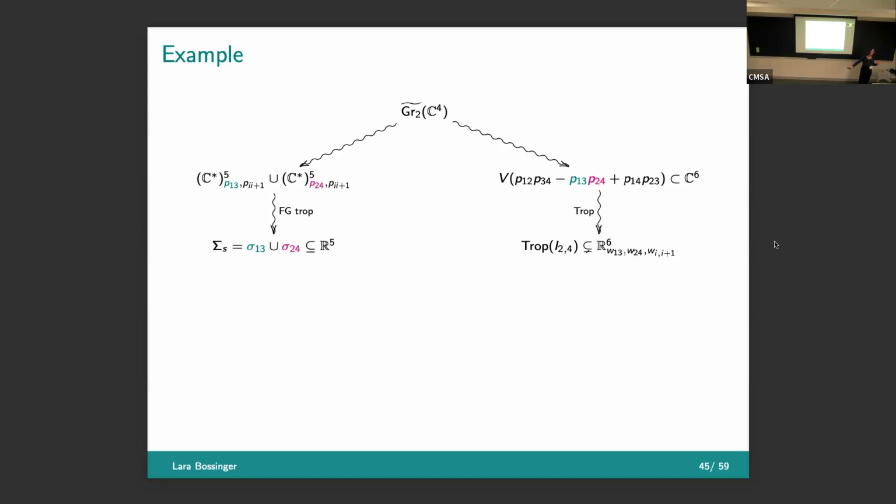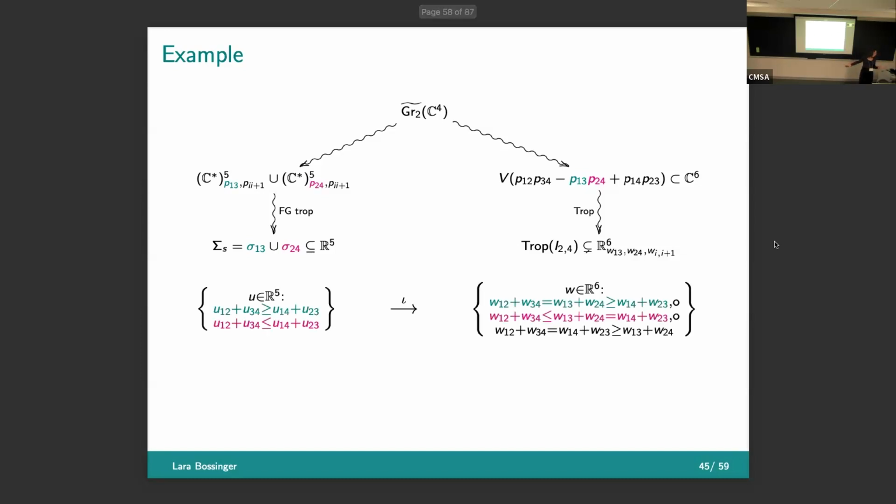This is the Fock-Goncharov way to tropicalize things. On the other hand, we also know about the Plücker embedding of the Grassmannian, and we can tropicalize that ideal. And this is another way to tropicalize an open part inside of the Grassmannian. And we get, well, the tropical fan in R6. So here's a description of how these look like in my coordinates.